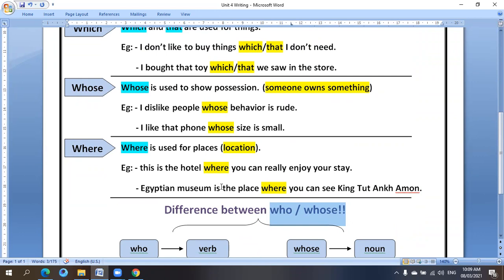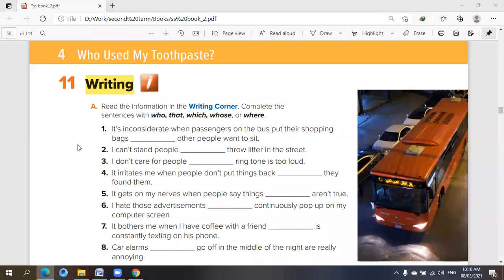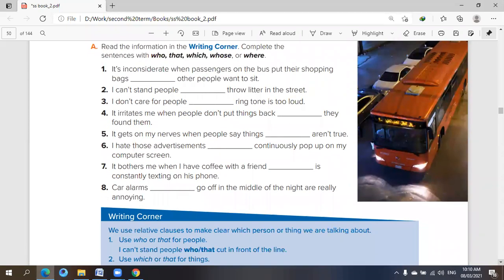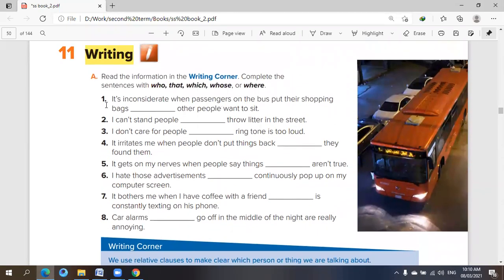Okay, so now please open your book, page number 46. Let's answer our exercise. I think that we are ready now. Read the information in the writing corner. The information in the writing corner was this information that we were talking about in our lesson. Complete the sentences with who, that, which, whose, or where. So, number one, who will answer?